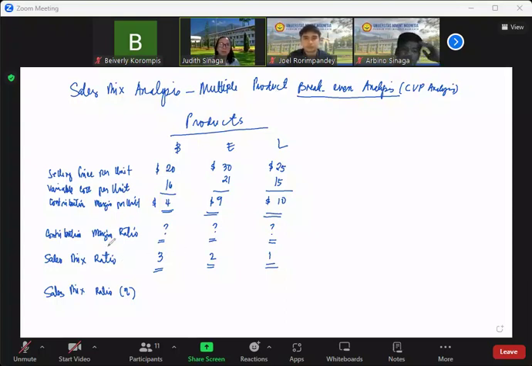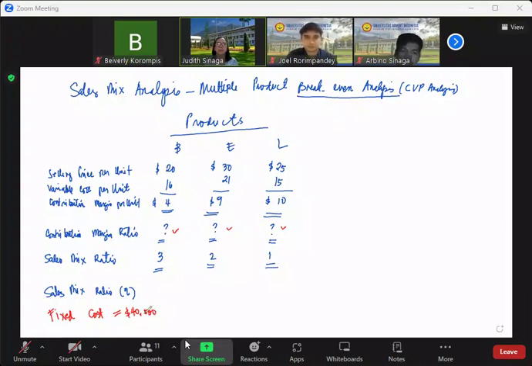Okay, let me change the color of this one to red. Another given number is the fixed cost. The company will spend $40,000 for these 3 products.